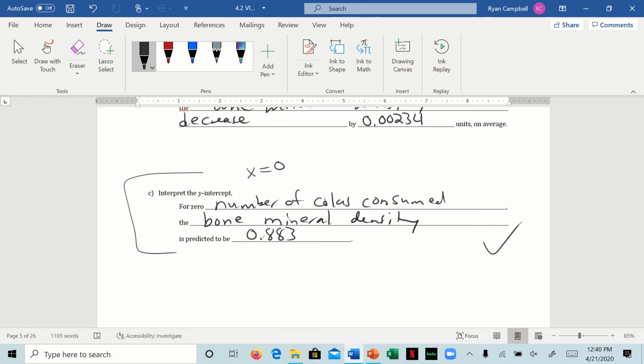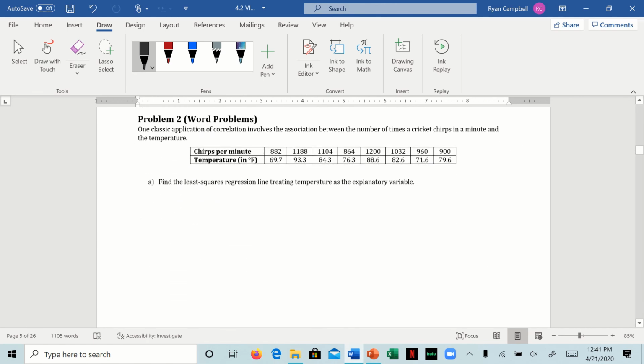So, let's skip part D and E, and let's move on to problem number 2 for now. So here we go with these cricket chirps and the temperature again. So let's find the least squares regression line treating temperature as the explanatory variable. So again, L1 is going to be temperature, L2 is the cricket chirps. So when you plug all this stuff into your calculator, then we're going to go to linreg t-test.